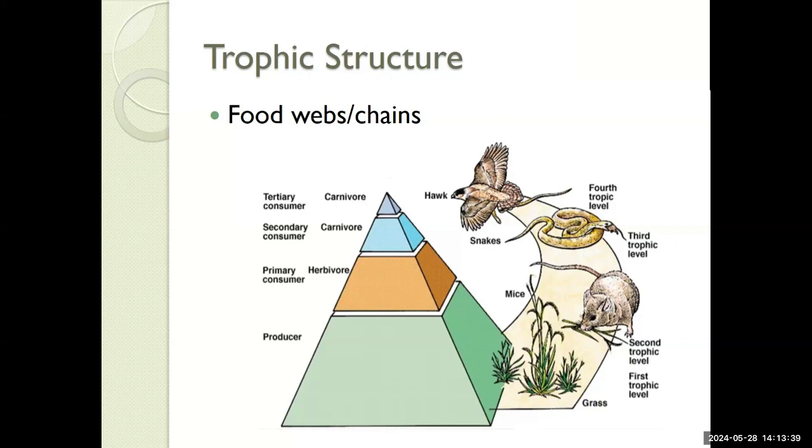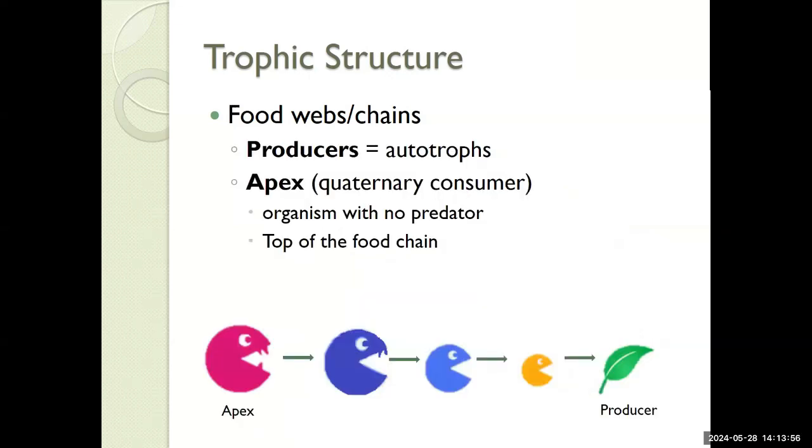Next up, we've got our secondary consumer. These are small carnivores or omnivores. And then we've got a tertiary consumer, which will be a larger carnivore. Sometimes we can go one step above this to an apex consumer, or the quaternary, fifth level in the food pyramid. This is an organism that has no predator whatsoever. It is the top of the food chain.